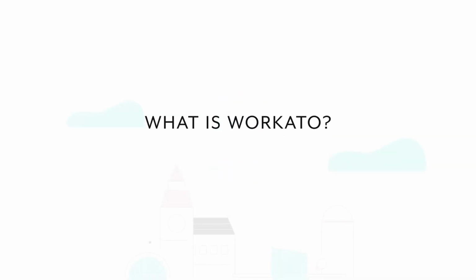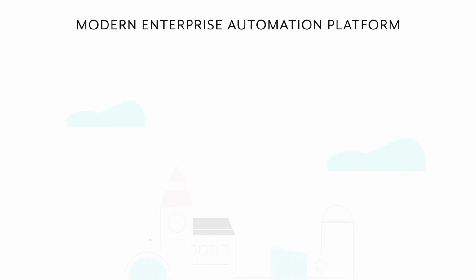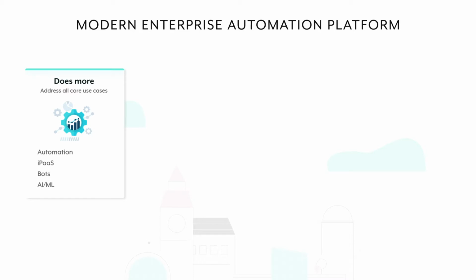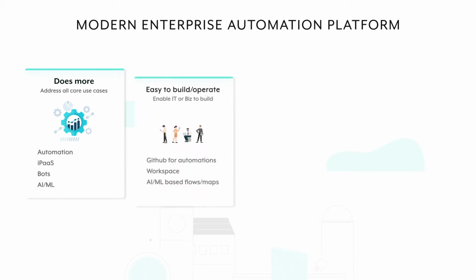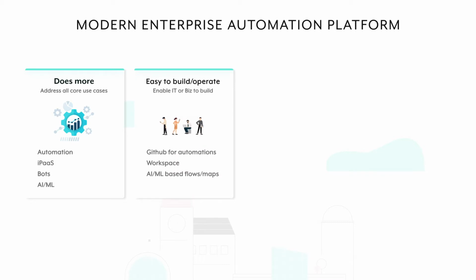So now, what is Workato? The Workato platform is a modern enterprise automation platform that is versatile and does more in that it is able to address all core use cases across businesses. Built on a foundation of iPaaS, it can automate end-to-end workflows, deploy bots, as well as utilize artificial intelligence and machine learning. Built for both business and IT users, it's easy to build and operate automations on the Workato platform. It works like a GitHub for automations, with workspaces and flows maps that are based on artificial intelligence and machine learning. This empowers both business and IT users to automate work and power innovation across the business.